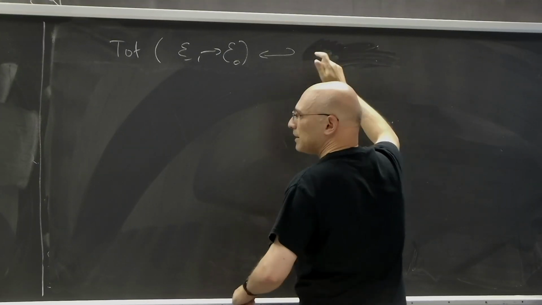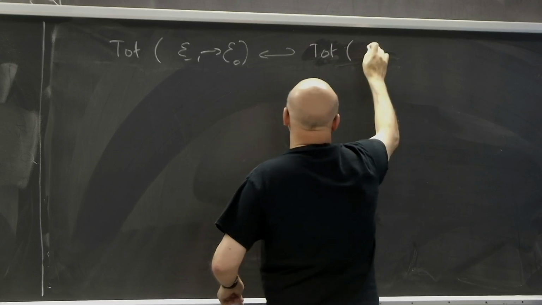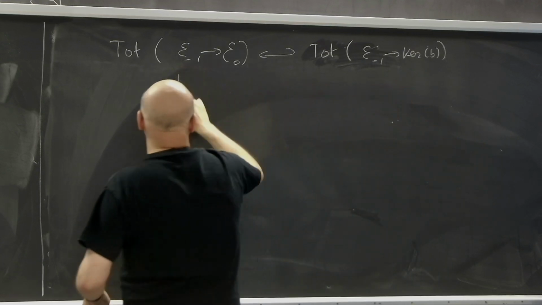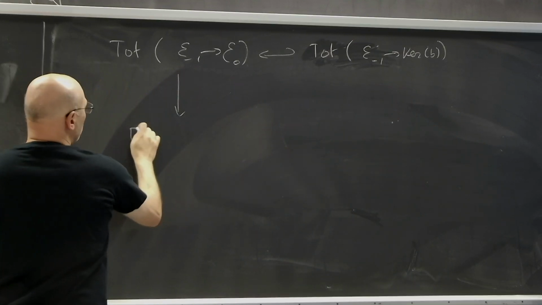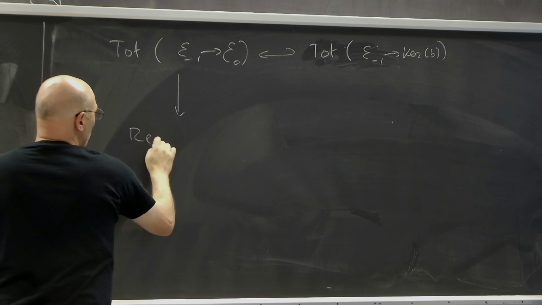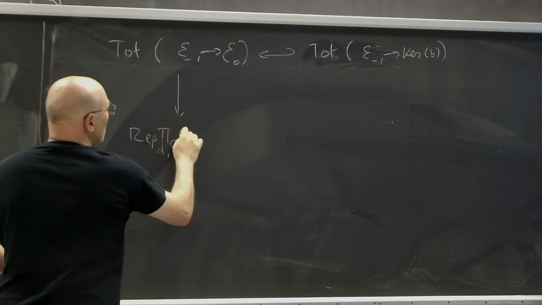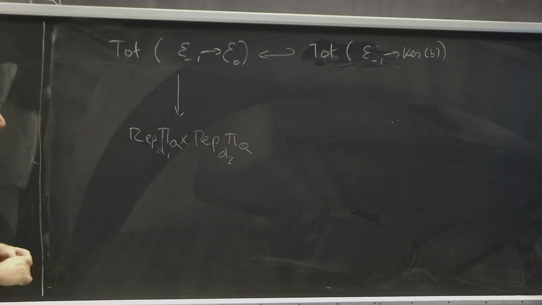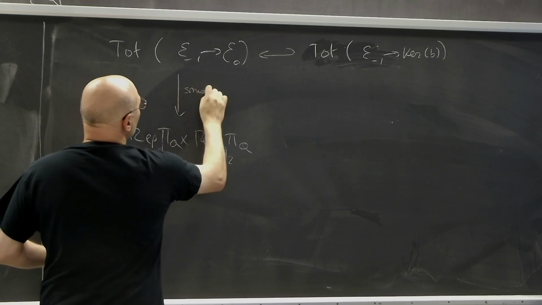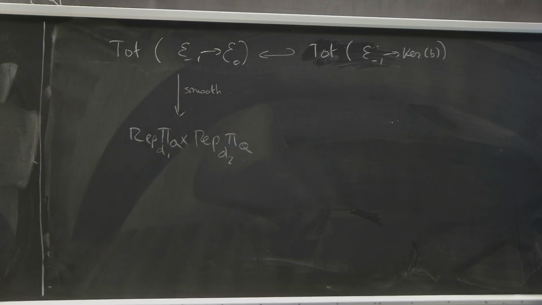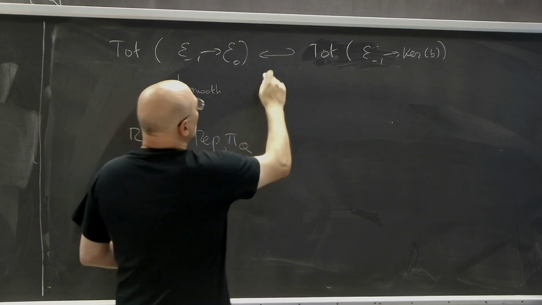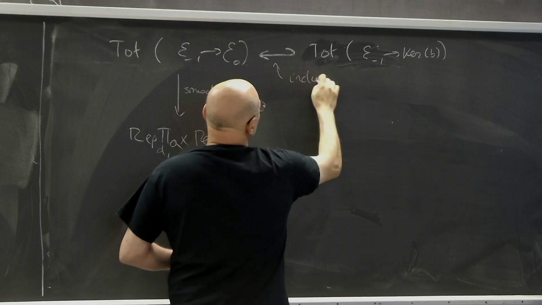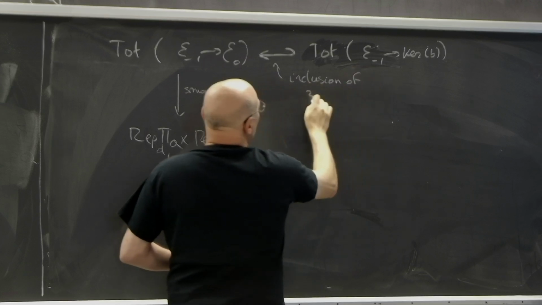Maybe let's just write the total space of E minus 1 kernel of B. And there, I just push forward to this product of rep pi Q d1, rep pi Q d2. Okay, and now this is smooth, so I can do the pullback. And this is the inclusion of a zero section.